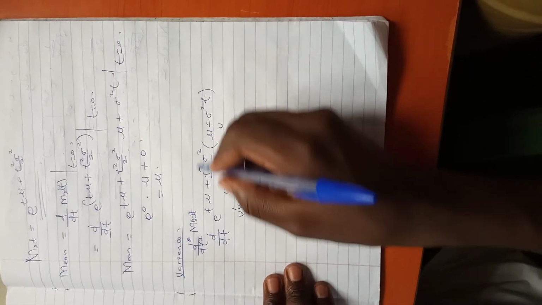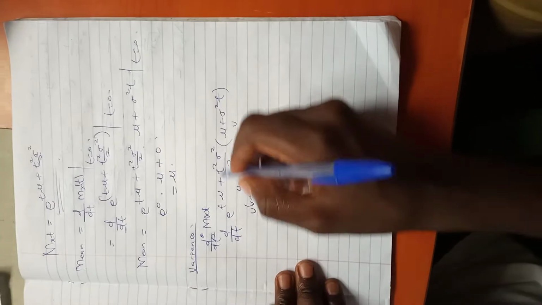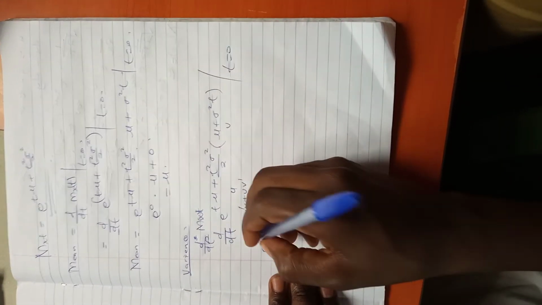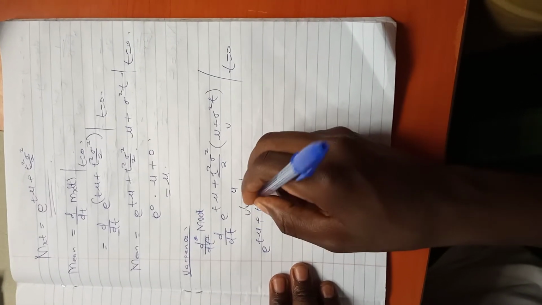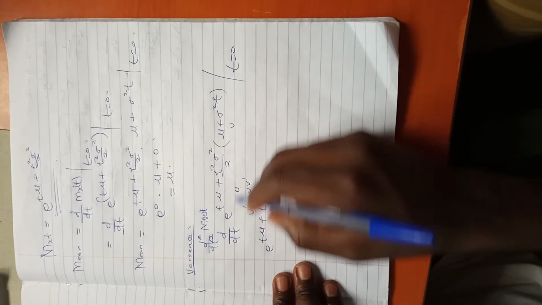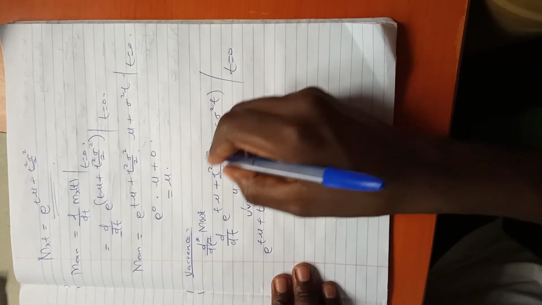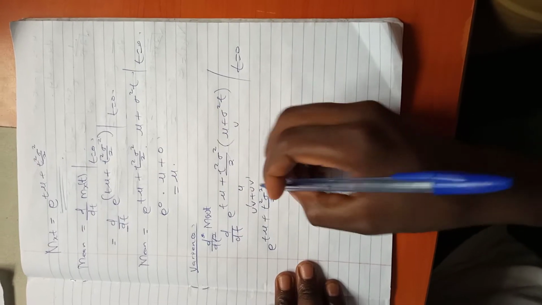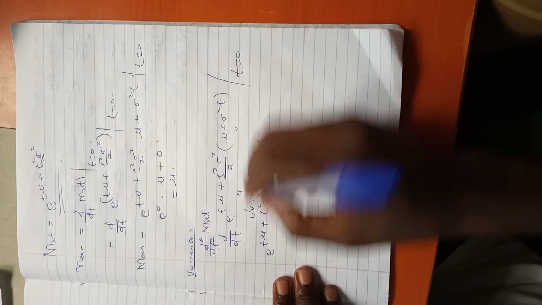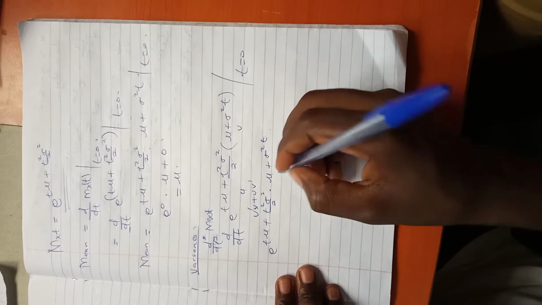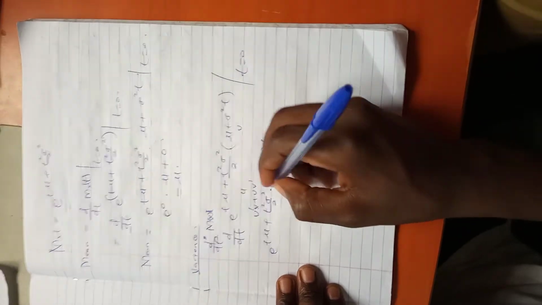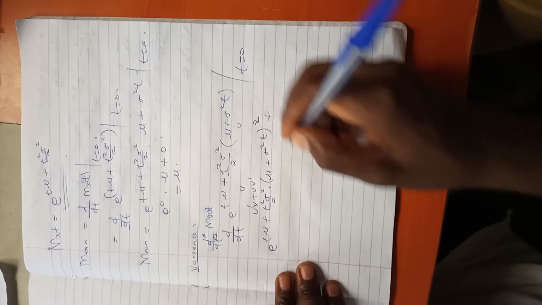We know that we have u'v plus uv'. Whenever I differentiate this, the u' will be e^(tμ + t²σ²/2), and remember at this particular point t must be 0. So I differentiate the first part, then multiply by v, and my v is μ + σ²t.